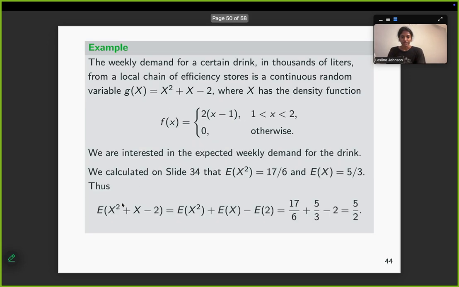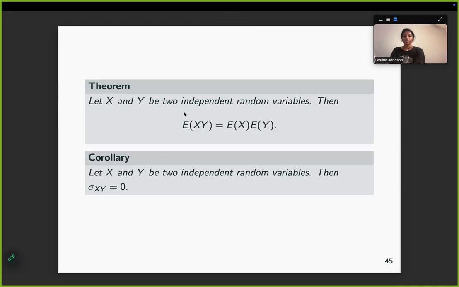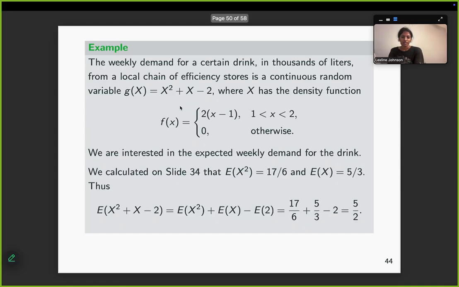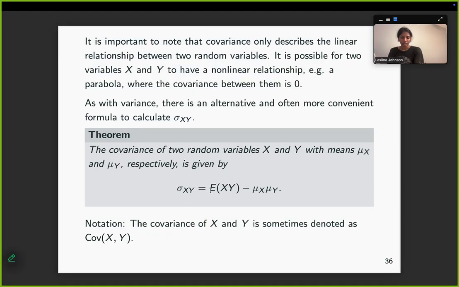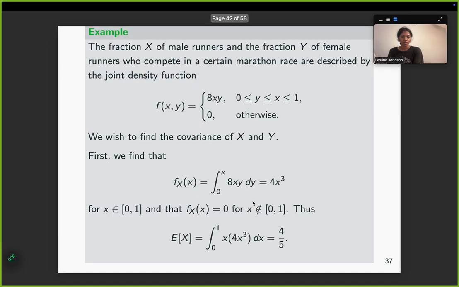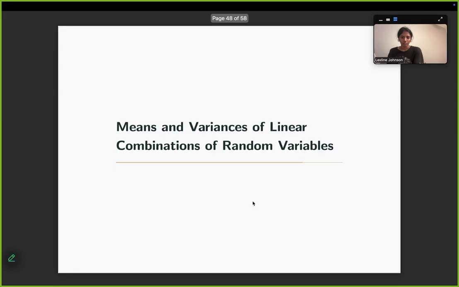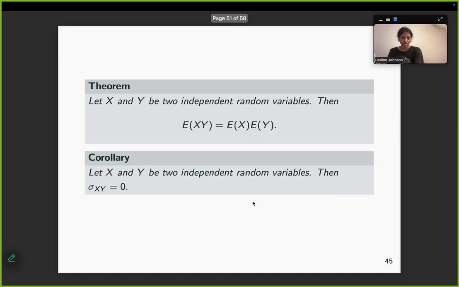And so this adds up with our previous formula, all the way over here, where our covariance is equal to our expected value of xy minus our expected value of x times our expected value of y. And so if they were independent, this would be 0 because these two would be the same. So this only applies if they are independent random variables.